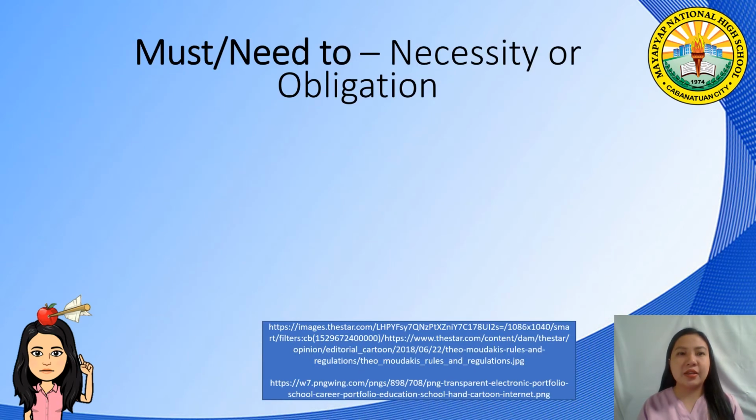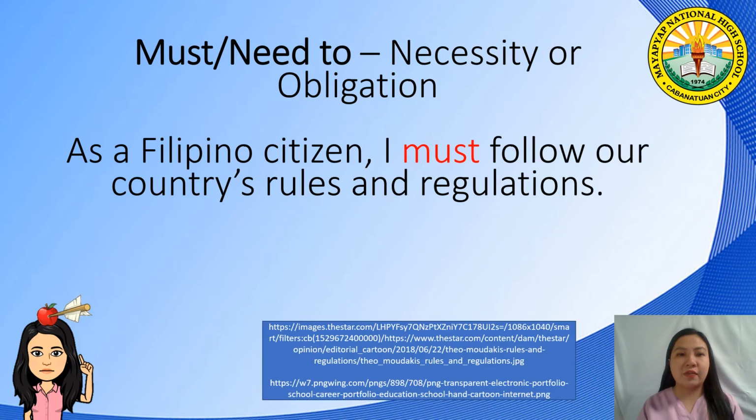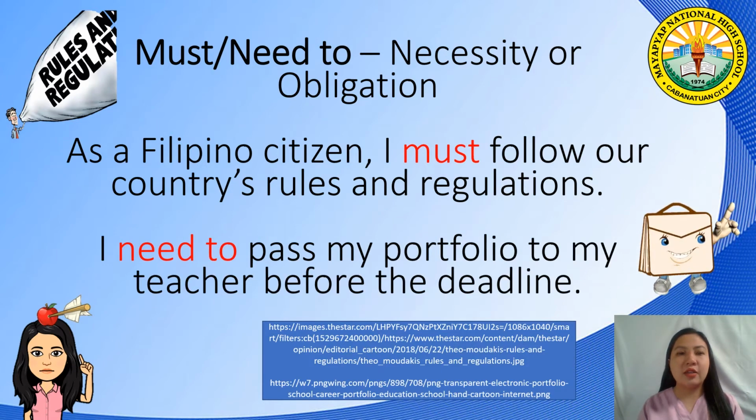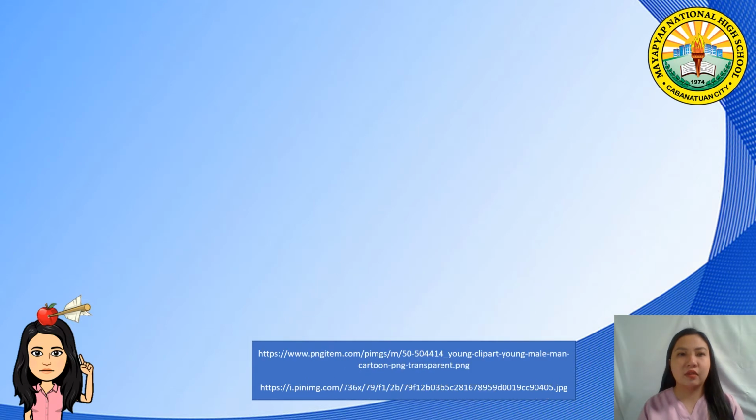The second type is must or need to. It indicates necessity or obligation. For example, as a Filipino citizen, it is our obligation to follow rules. We can say, as a Filipino citizen, I must follow our country's rules and regulations. Another one, if your teacher asked you to pass something before the deadline, you can say, I need to pass my portfolio to my teacher before the deadline.